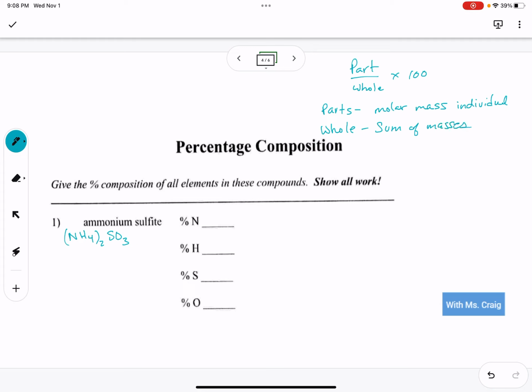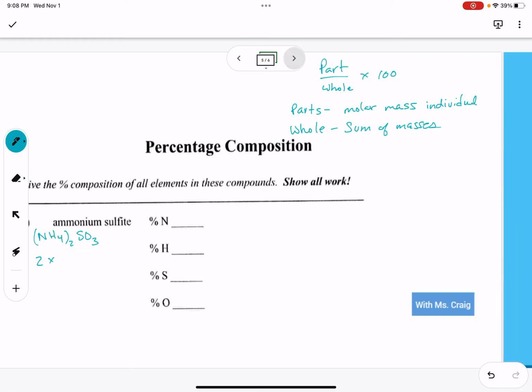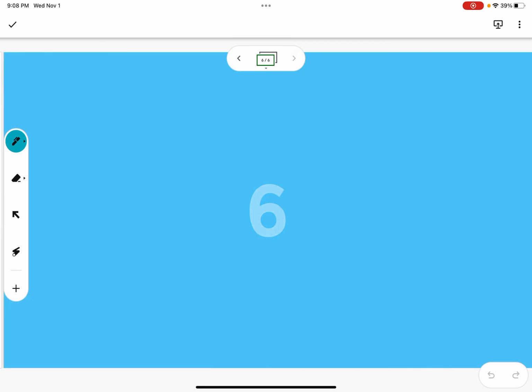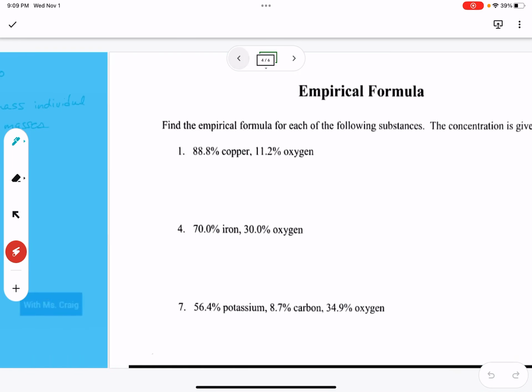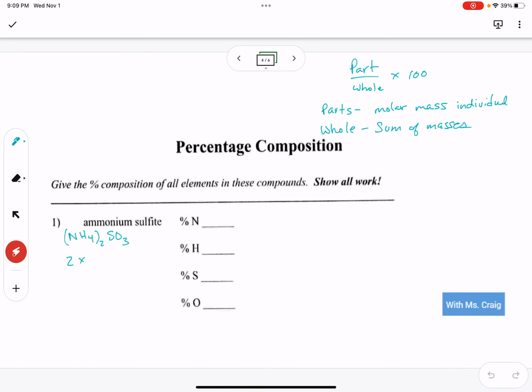Okay, so let's find the molar mass of nitrogen. We see here that we have nitrogen times 2, so there's 2 nitrogens, and we've got to multiply that by the molar mass of nitrogen. We're going to look that up really quick. Nitrogen has a mass of 14. So it's 2 times 14 equals 28. That's our part nitrogen. Let's put the nitrogen over here so we can clarify that.